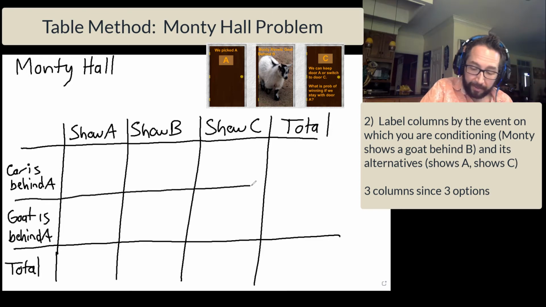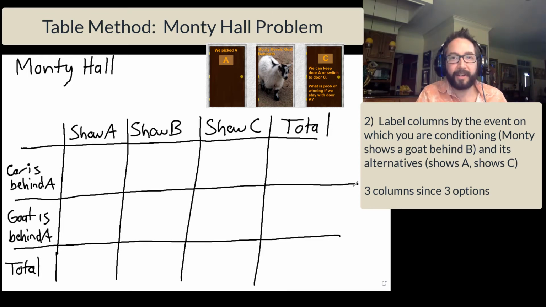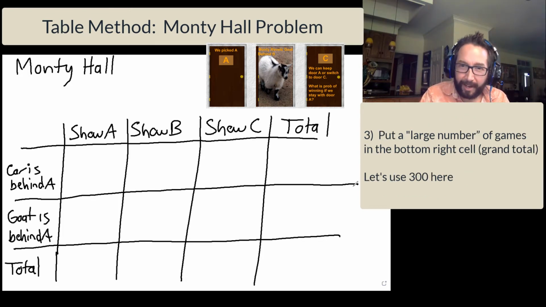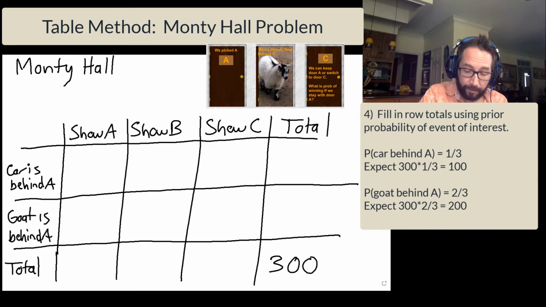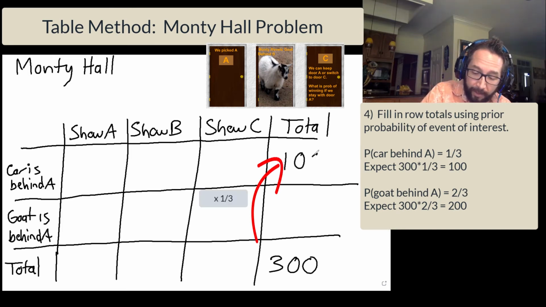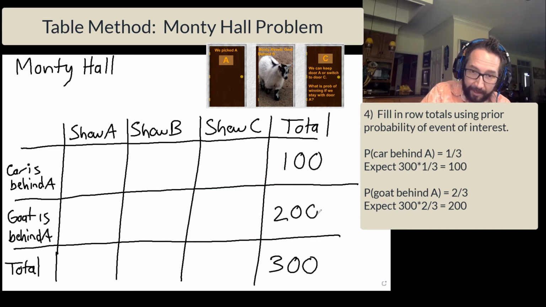And just like with the rare disease example, I want to give this a real-world analog, a real-world connection, and envision a large number of games. So what I'm going to do is I'm going to figure out, well, what happens for 300 games of Monty Hall here? All right, so if I'm dealing with 300 games, I know that initially the car is randomly placed behind door A, B, or C. So of those 300 games, the car is going to be behind door A in 100 of them. And the goat's going to be behind door A in, obviously, the remaining 200 of those.